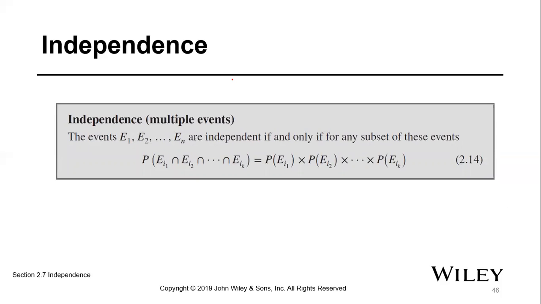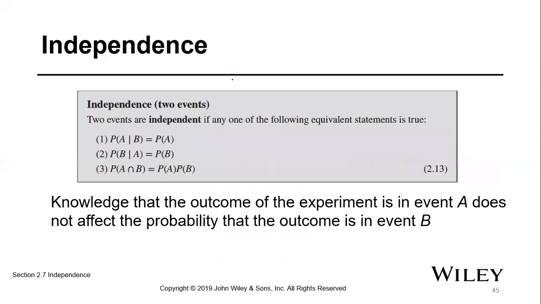So the events are independent if and only if, for any subset of the events, the intersection of all the events is equal to the product of the probabilities of each event. Which is kind of what we said here, right?